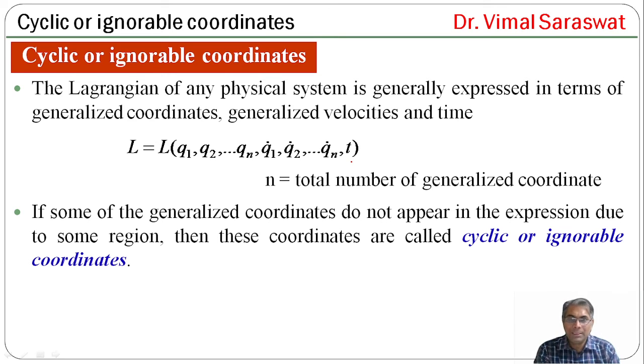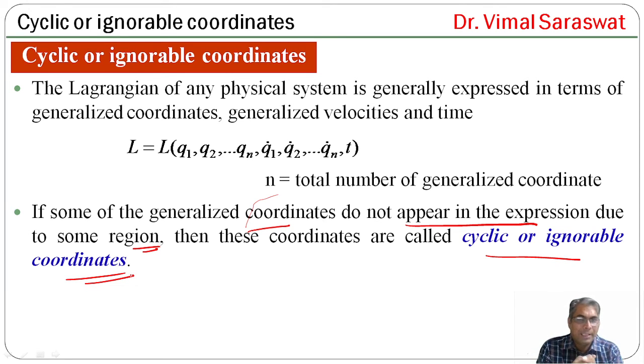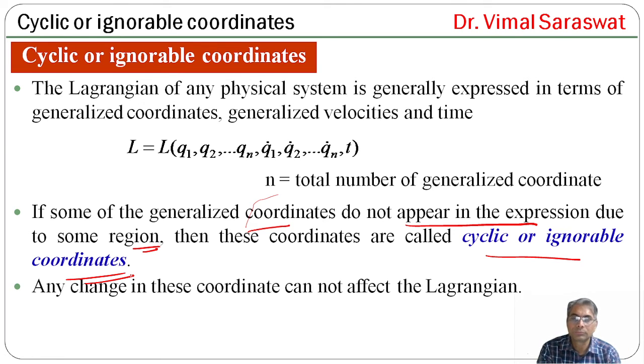If some of the generalized coordinates do not appear in the expression due to some reason, then these coordinates are called cyclic or ignorable coordinates, because these coordinates do not affect our result. Any change in these coordinates cannot affect the Lagrangian. It means cyclic or ignorable coordinates are those coordinates which do not appear in the expression due to some reason.